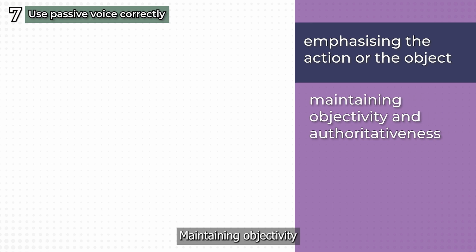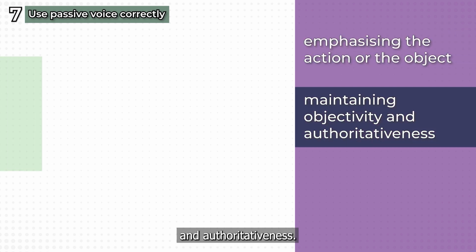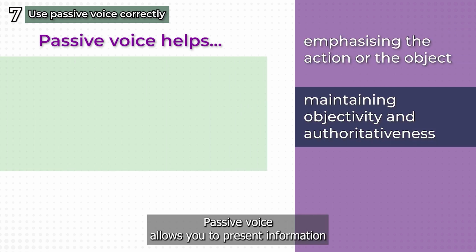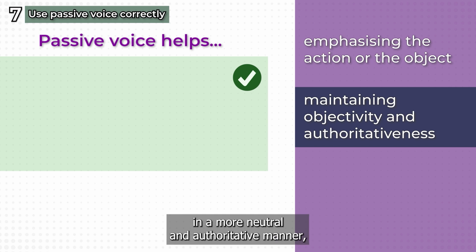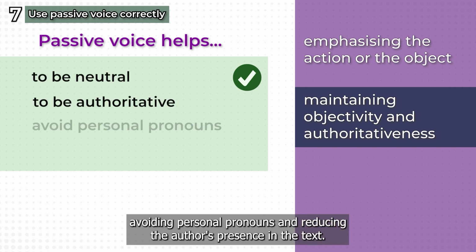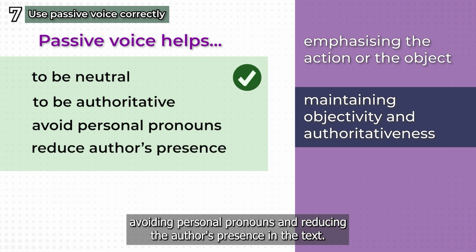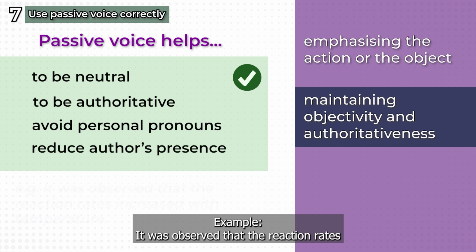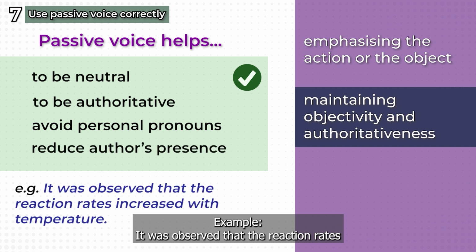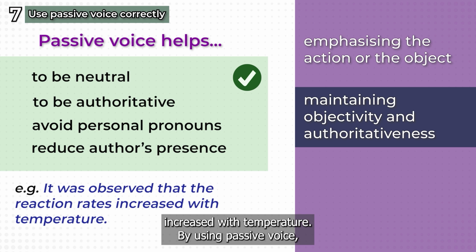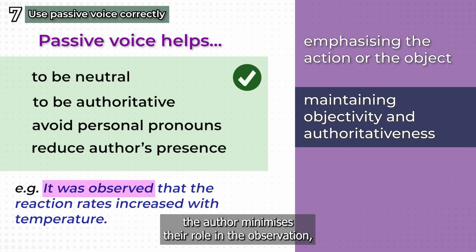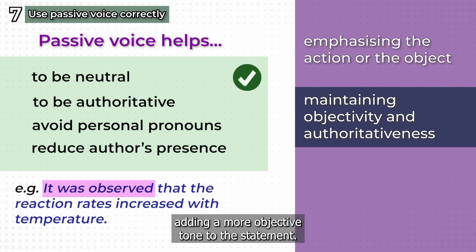Maintaining objectivity and authoritativeness. Passive voice allows you to present information in a more neutral and authoritative manner, avoiding personal pronouns and reducing the author's presence in the text. Example: "It was observed that the reaction rates increased with temperature." By using passive voice, the author minimizes their role in the observation, adding a more objective tone to the statement.